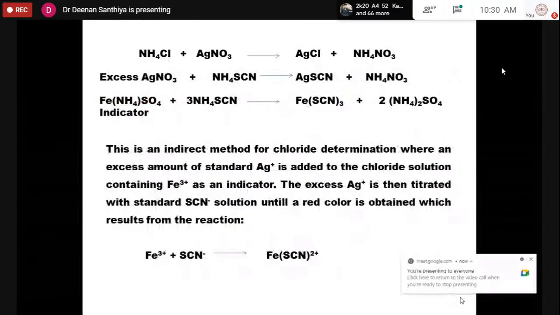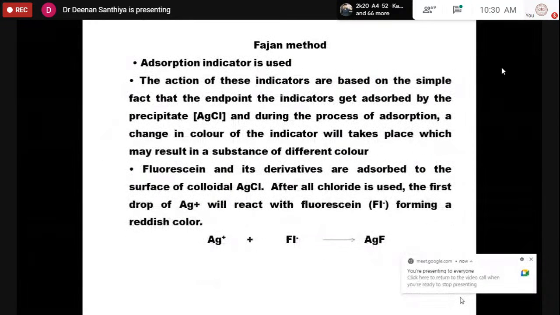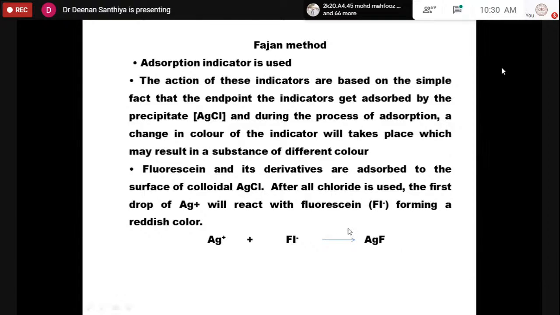Okay, so Volhard's method is over. Then coming to the Fajans method, an adsorption indicator is used. The action of this indicator is based on the simple fact that at the endpoint the indicator should change color. The adsorption indicator means the indicator is adsorbed on the surface of the precipitate. Here the indicator is like a fluorescent indicator. So how it is getting adsorbed, I am going to show you now.